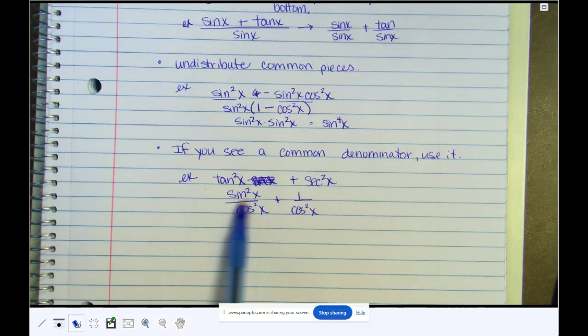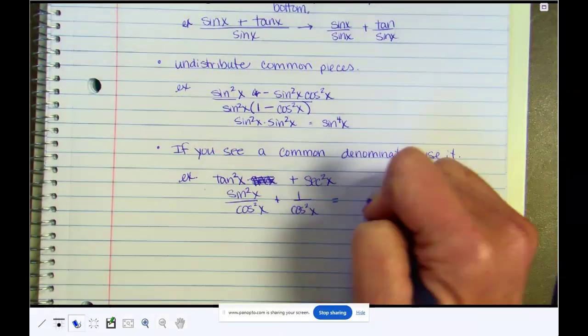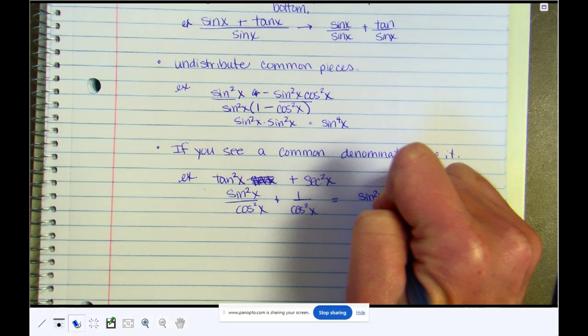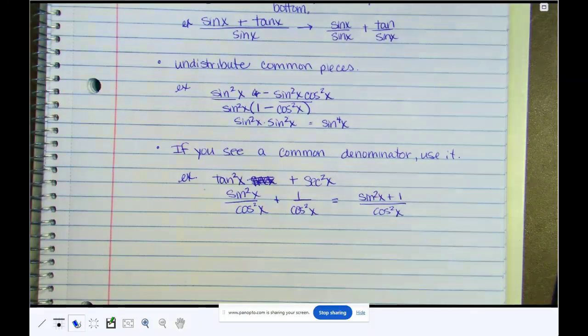Look at the fact that because I turned them into sines and cosines, I reveal that I have a common denominator. So when you add fractions, you add the tops and the bottom stays the same. So it's kind of the reverse of the first one that I gave you, where you're splitting a fraction. If you have a common denominator, a lot of the times it's there for you as a gift and you need it. So take the gift and use it.